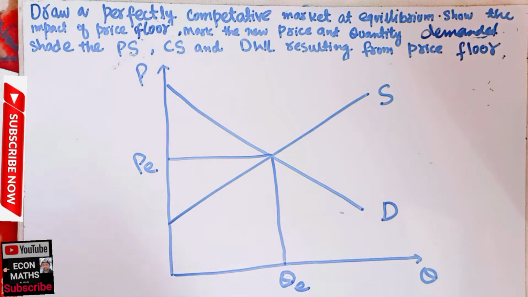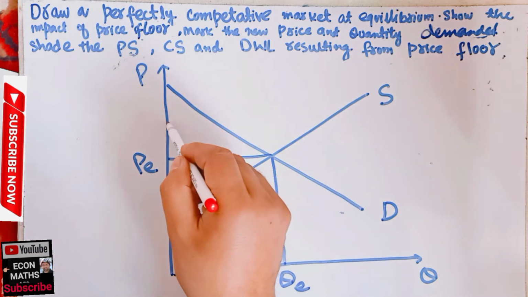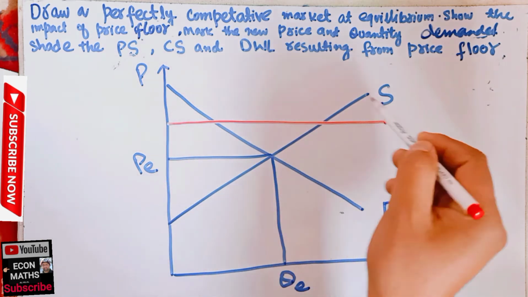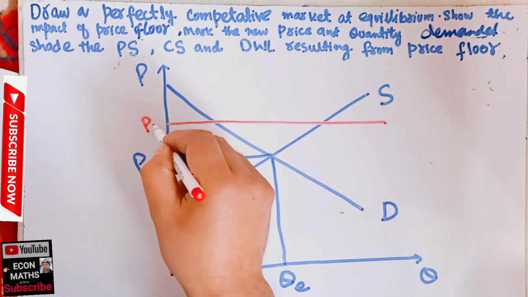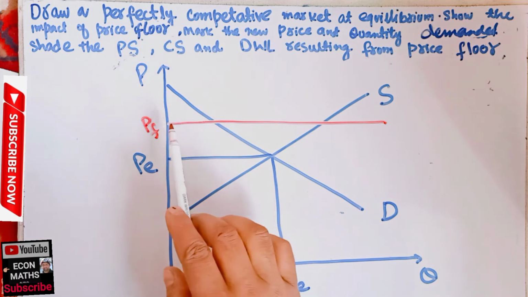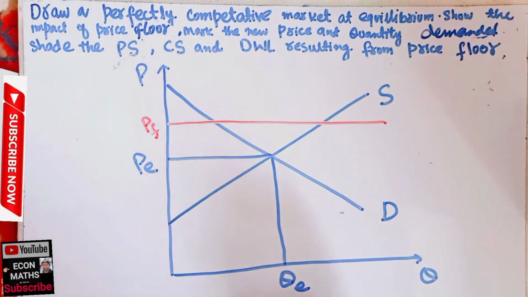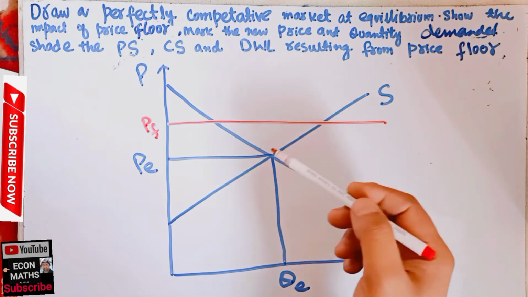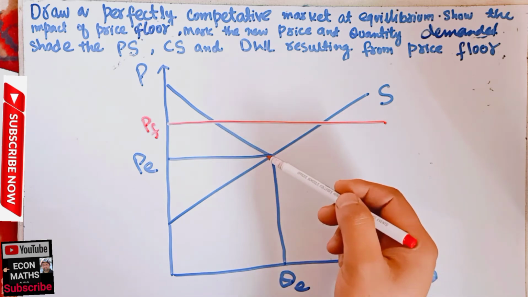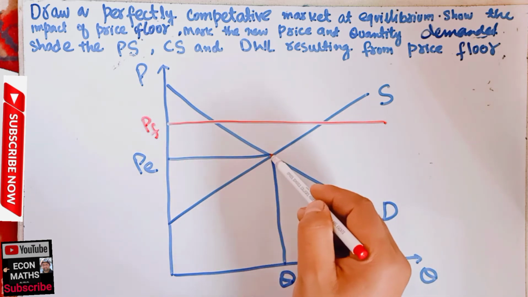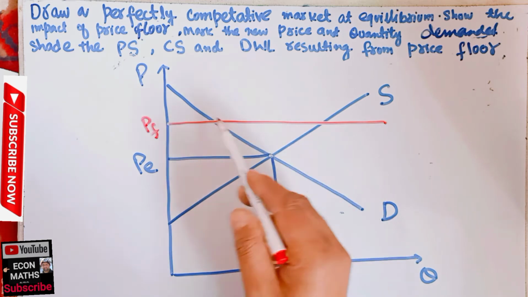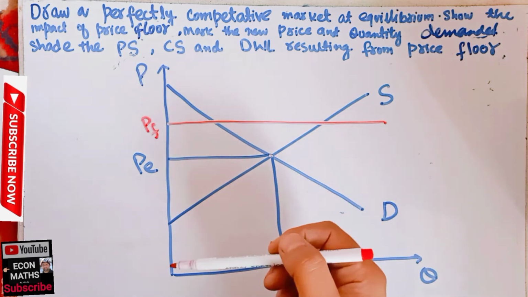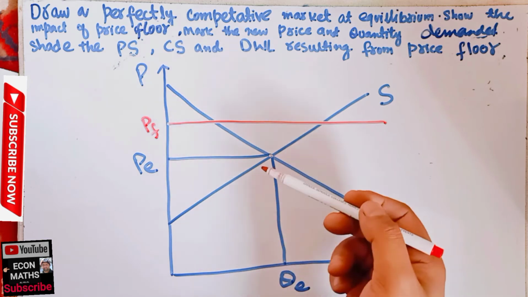Now we are told to show the impact of the price floor. Now we draw the price floor, which is, let us say, PF. Since it is effective, or binding, the price floor goes above the equilibrium. Since the equilibrium was this point, it goes above the equilibrium. This red line is the price floor.